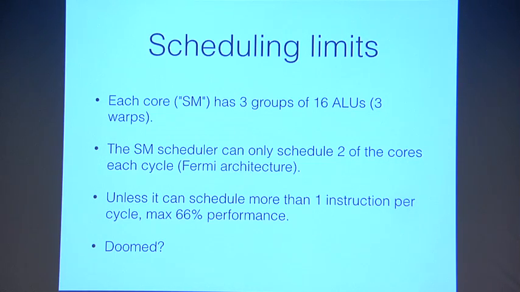This is very hardware specific, and it changes in the next iteration of NVIDIA. It's not super critical to understand, but basically each core is actually, on the previous generation, you have 48 threads that are running at any one time on the hardware, and a whole bunch you can switch to. But they're broken up into 3 groups of 16, and the scheduler can actually only do something with 2 of those at a time per clock cycle. So if it can't schedule more than 1 instruction at a time, then you really can't do more than 66% of max performance. But we're not doomed.